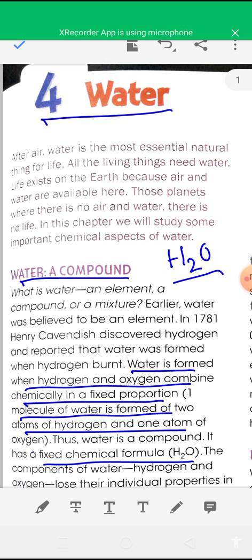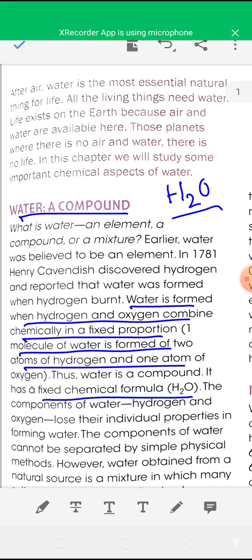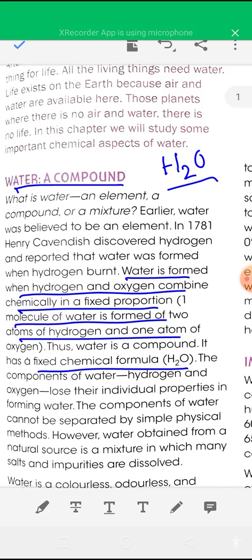So water is a chemical compound and it has a fixed chemical formula. The chemical formula of water is H2O and it is formed when two hydrogen atoms combine with one oxygen atom.